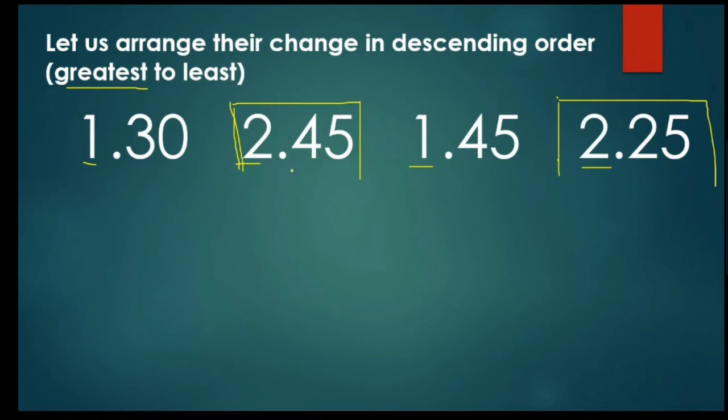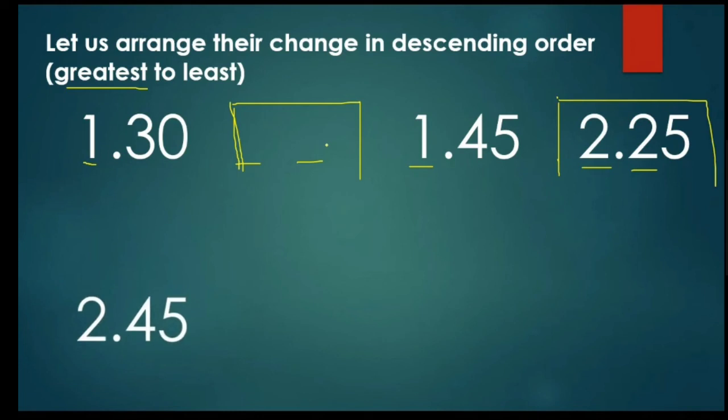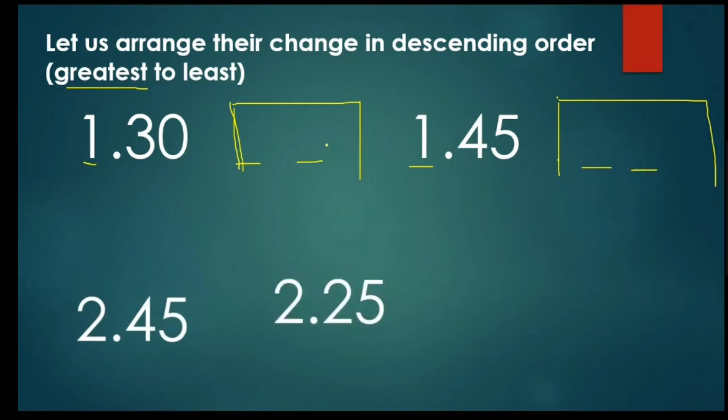Since they have the same whole number, we are going to move on to the next place value, which is tens. So we have here 4 and 2. If you compare 4 and 2, the bigger number between them is 4. So since we are going to arrange this in descending order, we are going to include 2.45 as the greatest one. Then this will be followed by 2.25.